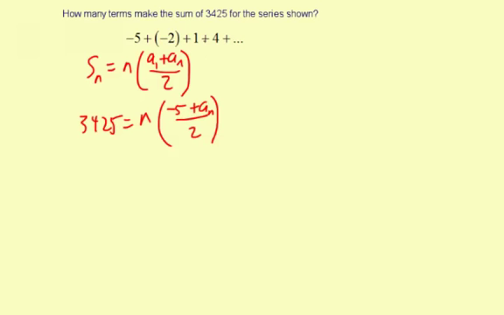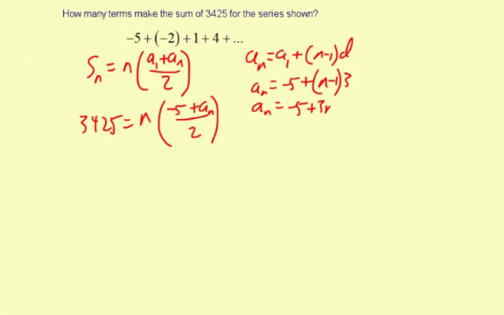How about the rule for the sequence that made this series up? Let's do that. A sub n equals a sub 1 plus n minus 1 times d for the arithmetic sequence. So a sub n equals, the first term is -5 plus n minus 1, and the common difference looks like it's 3. We're adding 3 each time, so put a 3 there. So a sub n equals -5 plus 3n minus 3. A sub n equals 3n minus 8.